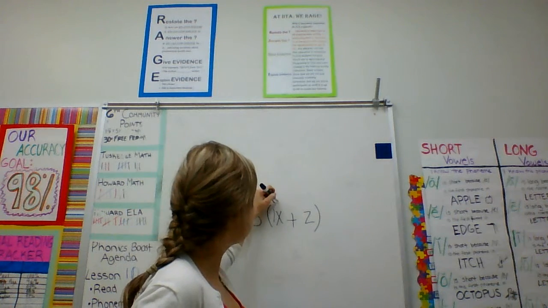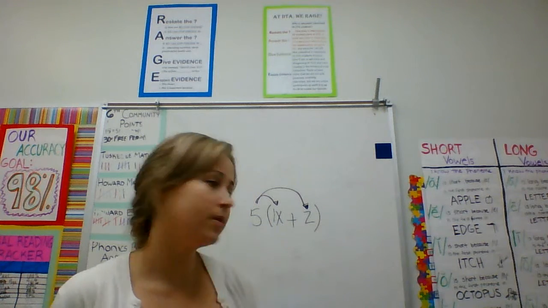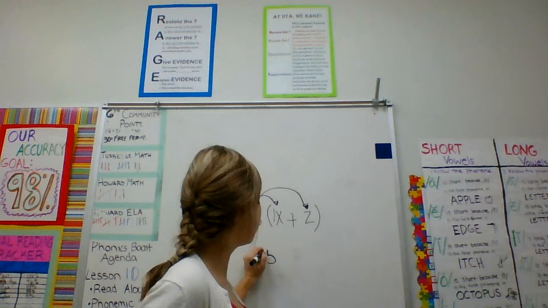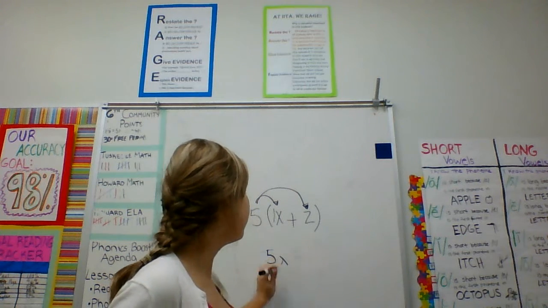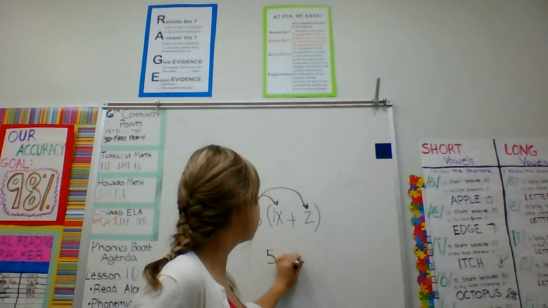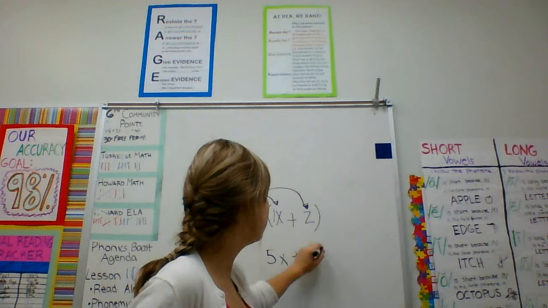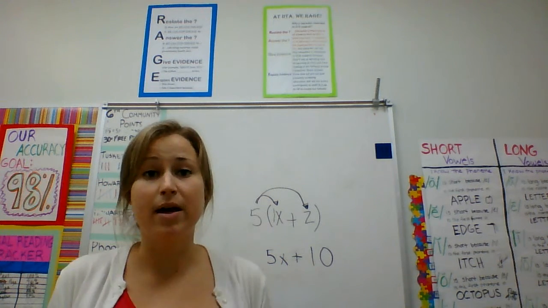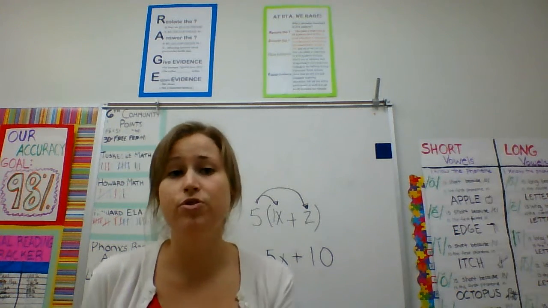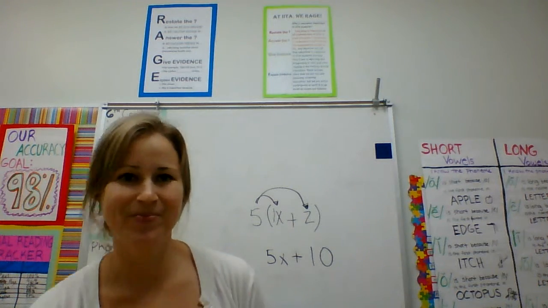I'm going to draw my arrows to each term, and now I'm going to multiply. 5 times 1x is just 5x, because 5 times 1 is 5, and I'm bringing down my variable. 5x plus positive 5 times positive 2 is just 10. And that's my answer. Please pause the video, do the example 2 U-try, and when you solve it, click play and you'll check your answer with mine.